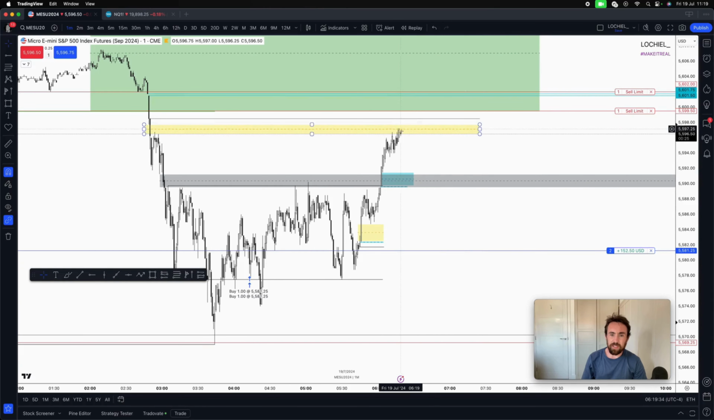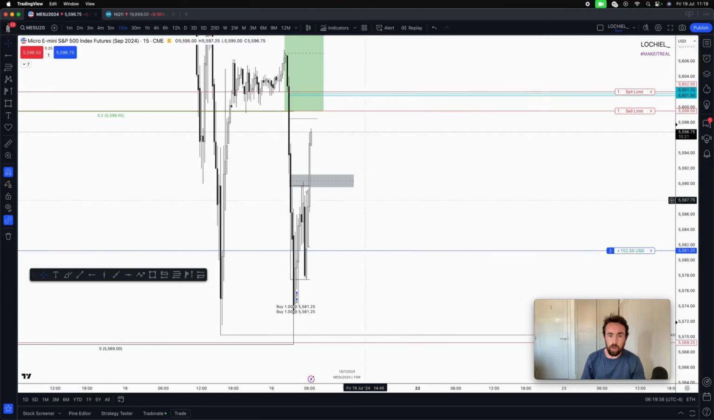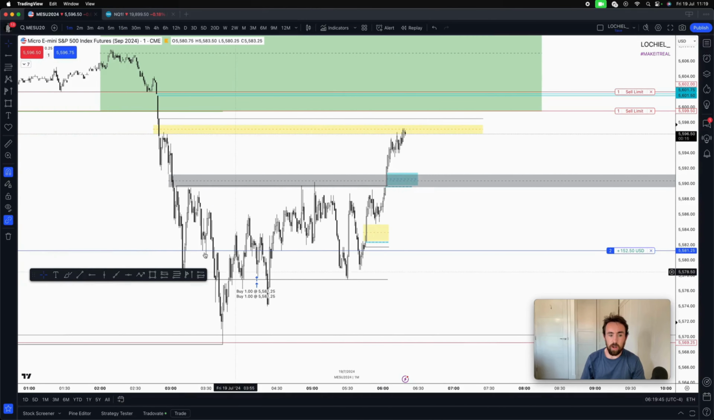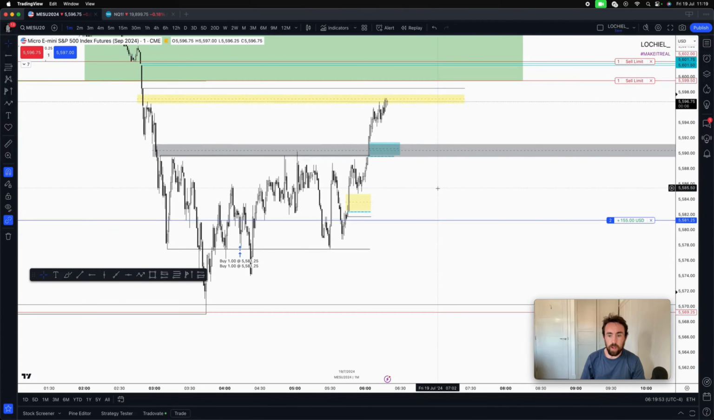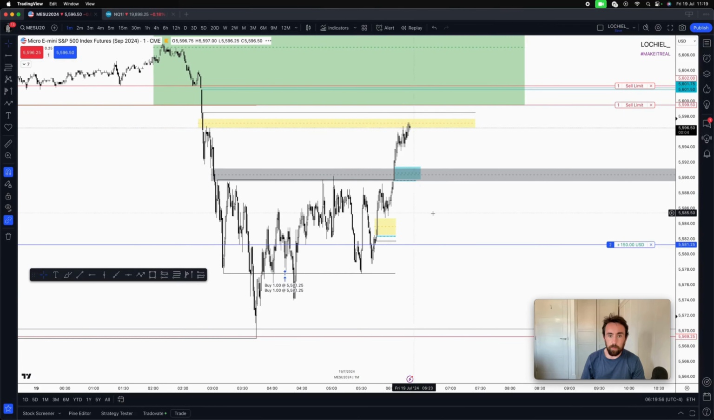But if we start to fail here, I do see us coming back into the grey region, which on the 15 would be this zone here that we smashed through. Then I'd like to see that hold to then potentially go higher. So if we start to break down here, we'd want to see this sort of price action. That's what I'd be looking for. I'd let it wait and play out. But let's just see.